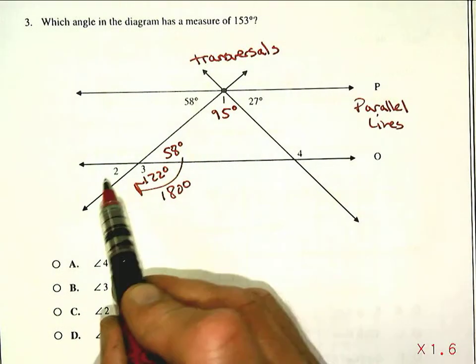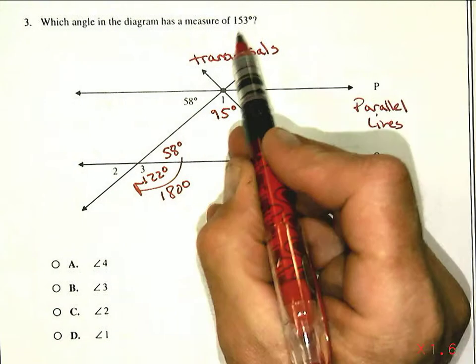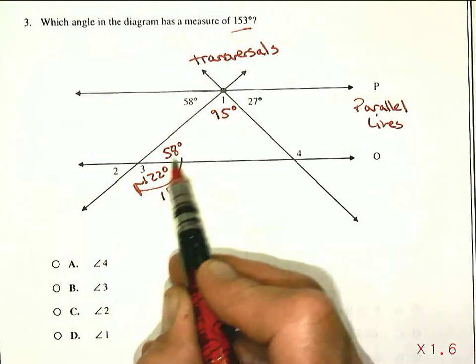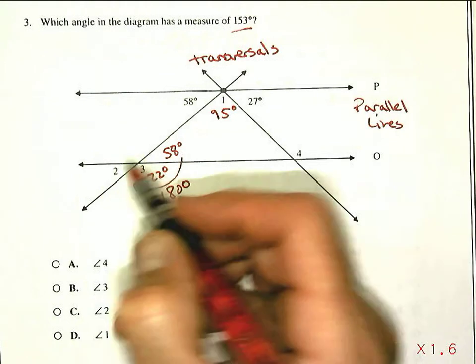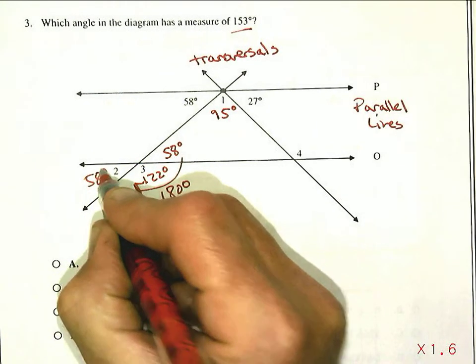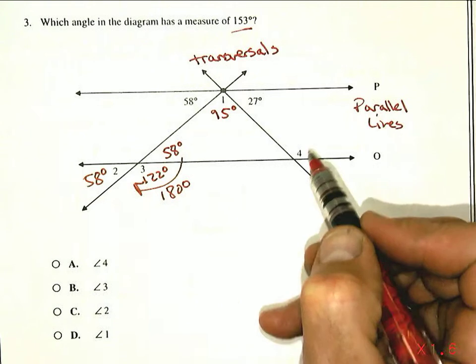And I know that angle number 2 is not going to be 153 degrees. It's very small. In fact, it's the same as this angle because it's vertical to it. So angle number 2 is 58 degrees. So that only leaves angle number 4.